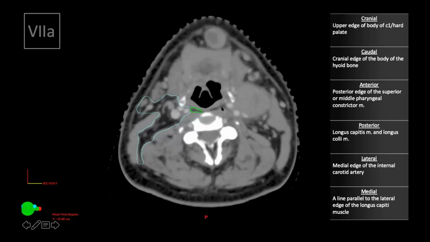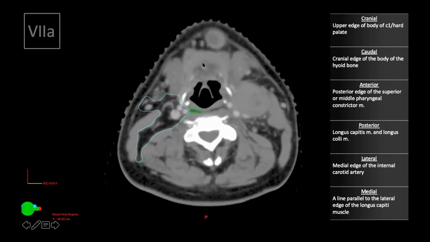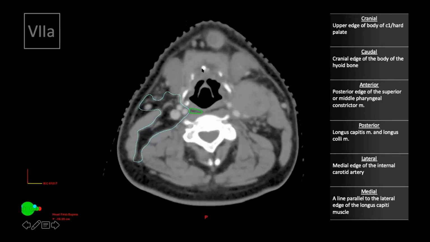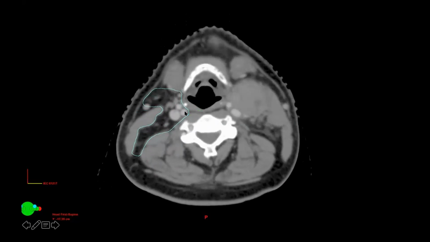So it's contoured all the way up to the caudal edge, the cranial edge of the body of the hyoid bone. So here I'll see the cranial edge of the body of the hyoid bone, and I'll stop contouring the retropharyngeal group of lymph nodes.